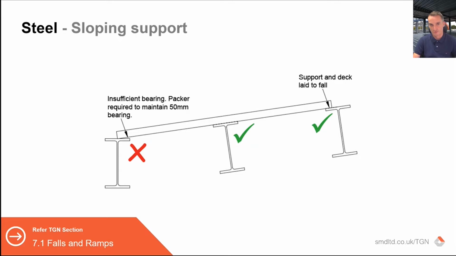So it's important to consider where you've got a slope, and where possible, slope those supports. As I say, there's a lot more information on the angles that we can achieve with horizontal supports within the TGN.